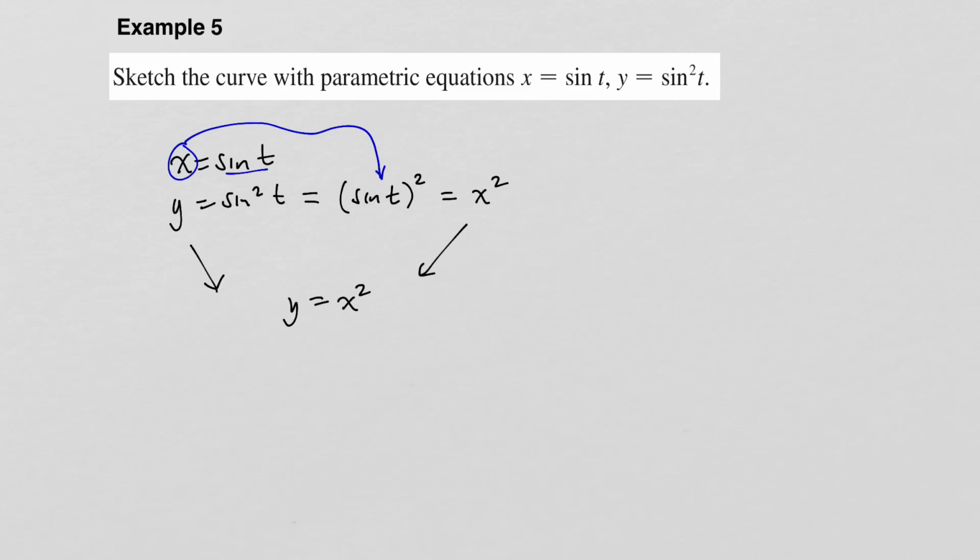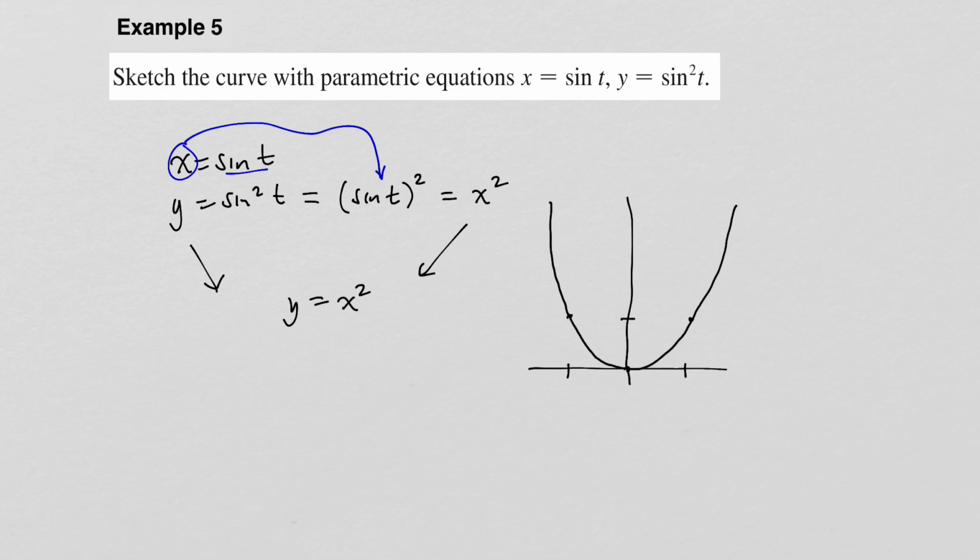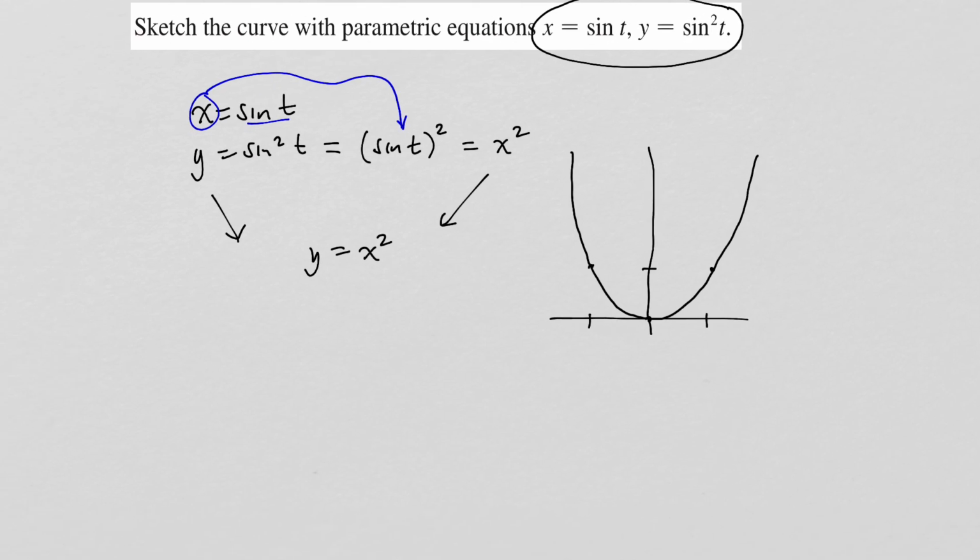And of course, we know that y equals x squared is a parabola. In fact, it is the basic parabola, which I'm sure everyone remembers, looks something like this. However, that is not what these parametric equations produce. So let's try to find out why this is not the case.